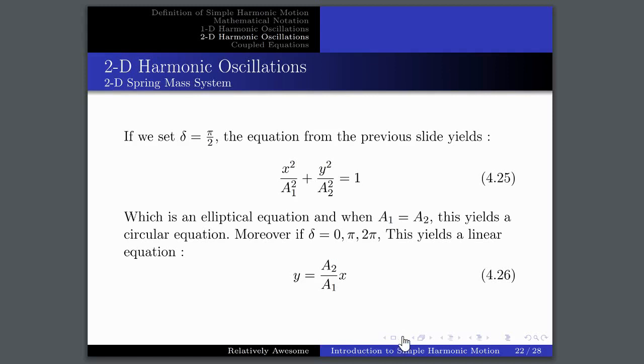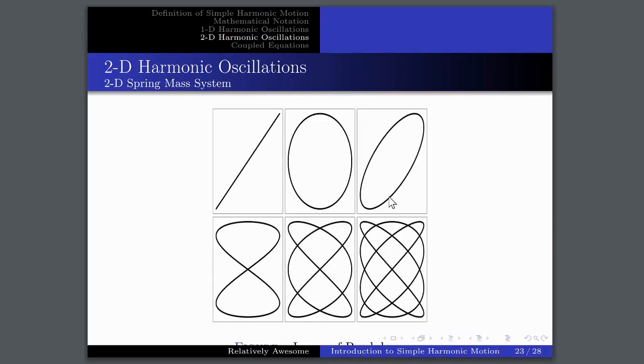The different shapes are called Lissajous curves. This would be for either 0, 2 pi, or pi. This would be for pi over 2, but with different amplitudes. This would be for some other angle, and these would be for some other angle as well. You can see that these actually produce very beautiful geometric shapes, and personally it is one of my favorite phenomena in physics.